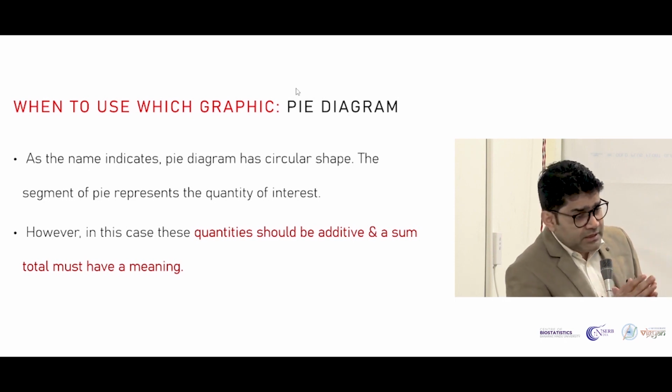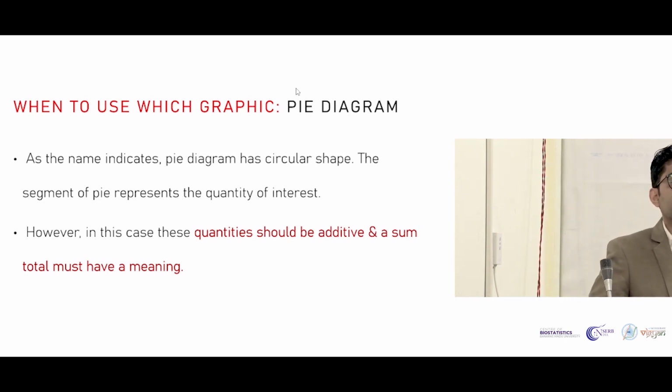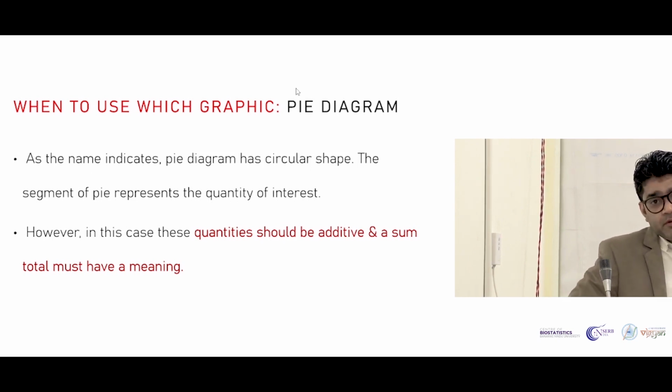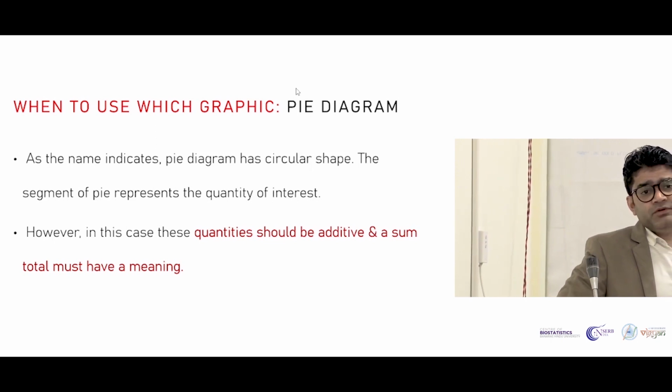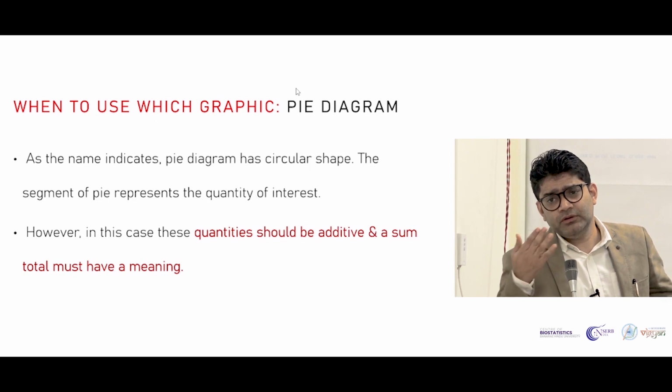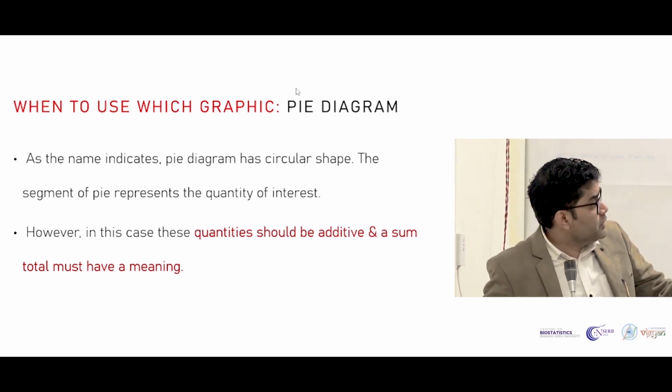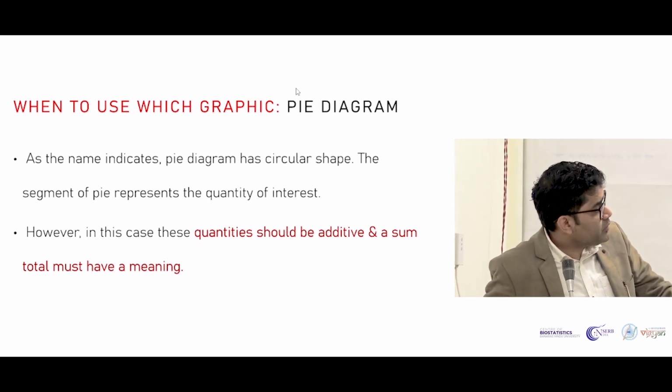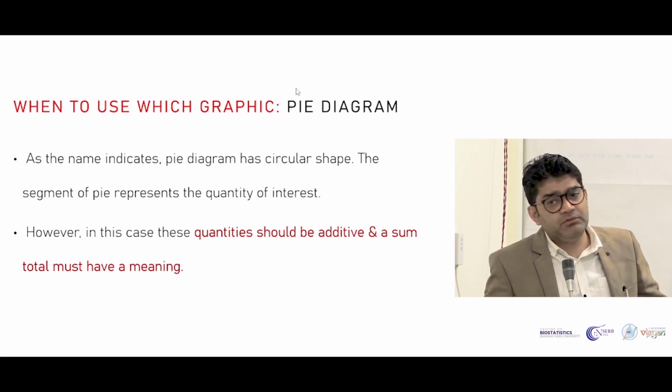So if your events are additive in nature, then you can make a pie diagram. Here the quantity of interest is the segment of the pie, okay. The segment of the pie, which is the angle, is calculated as pi into your percentage, okay. So if the quantities are additive in nature, then only we should make it.